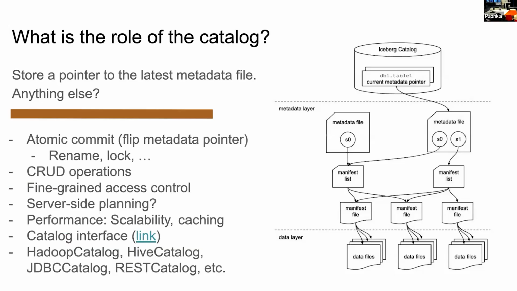One equally important is giving you a way to atomically commit into your table. So when you have your metadata pointer to the current file, you have to have a way to flip it to the next one when you, let's say, insert rows into the table and you have a new metadata file. And that has to be done atomically. This is a responsibility of a catalog.